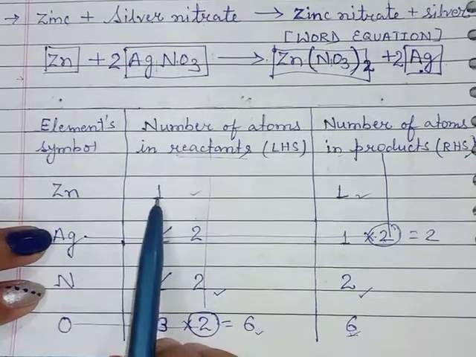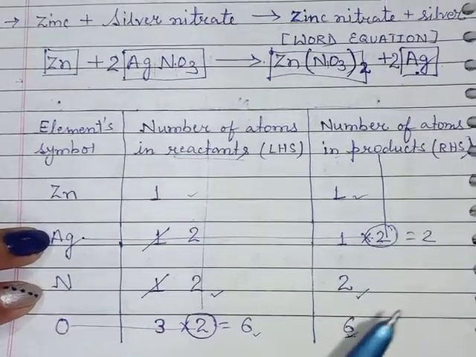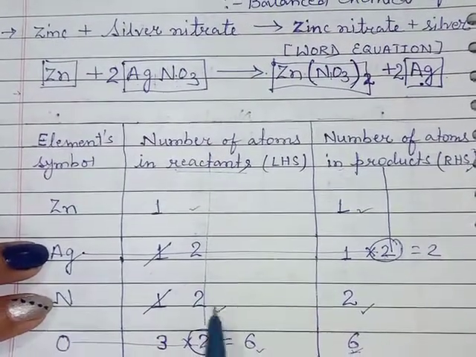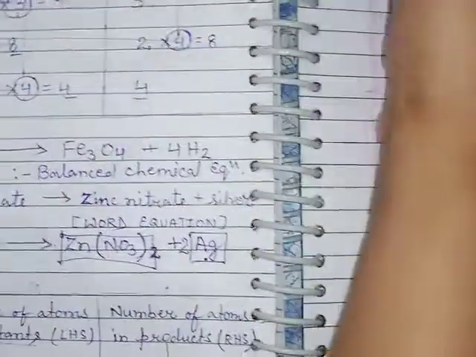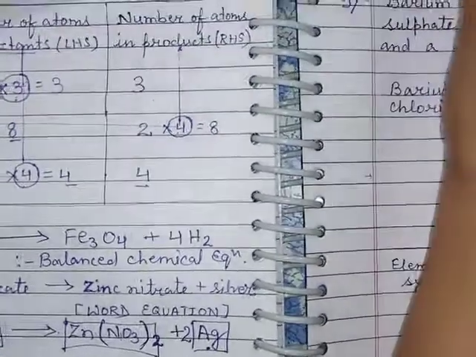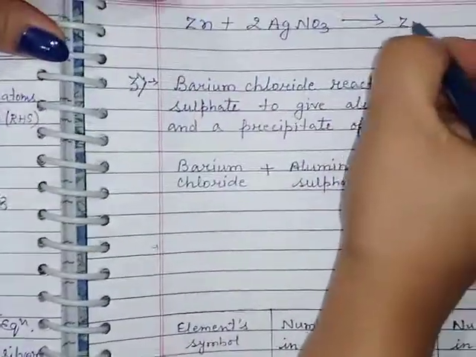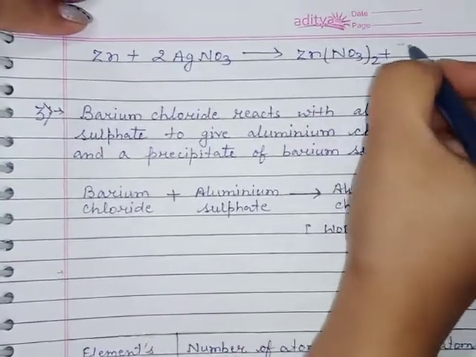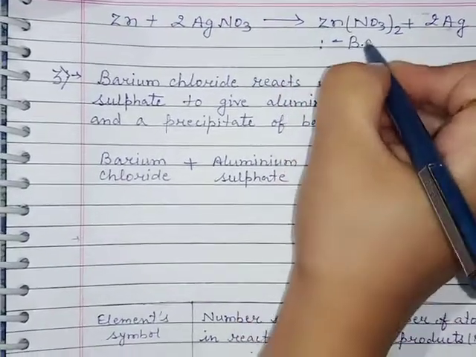Now the number of atoms on both sides, the reactants side and the products side, are equal. Zinc is 1 and 1, silver 2 and 2, nitrogen 2 and 2, and oxygen 6 and 6. So we write the balanced chemical equation: Zn plus 2AgNO3 gives Zn(NO3)2 plus 2Ag. This is the balanced chemical equation.